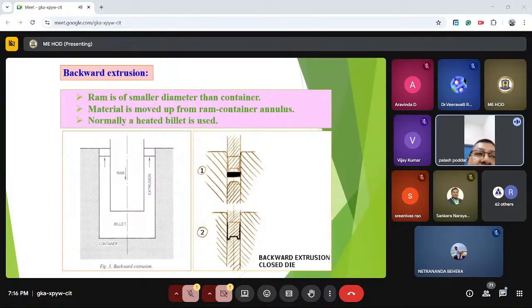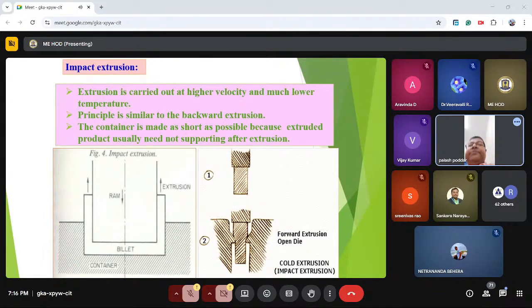Now impact extrusion. Extrusion is carried out at higher velocity and at lower temperature. The principle is similar to backward extrusion. The container is made as short as possible because the extruded product usually need not be supported after extrusion. You see, there is no support on top. Extrusion will take place. So this is called impact extrusion.